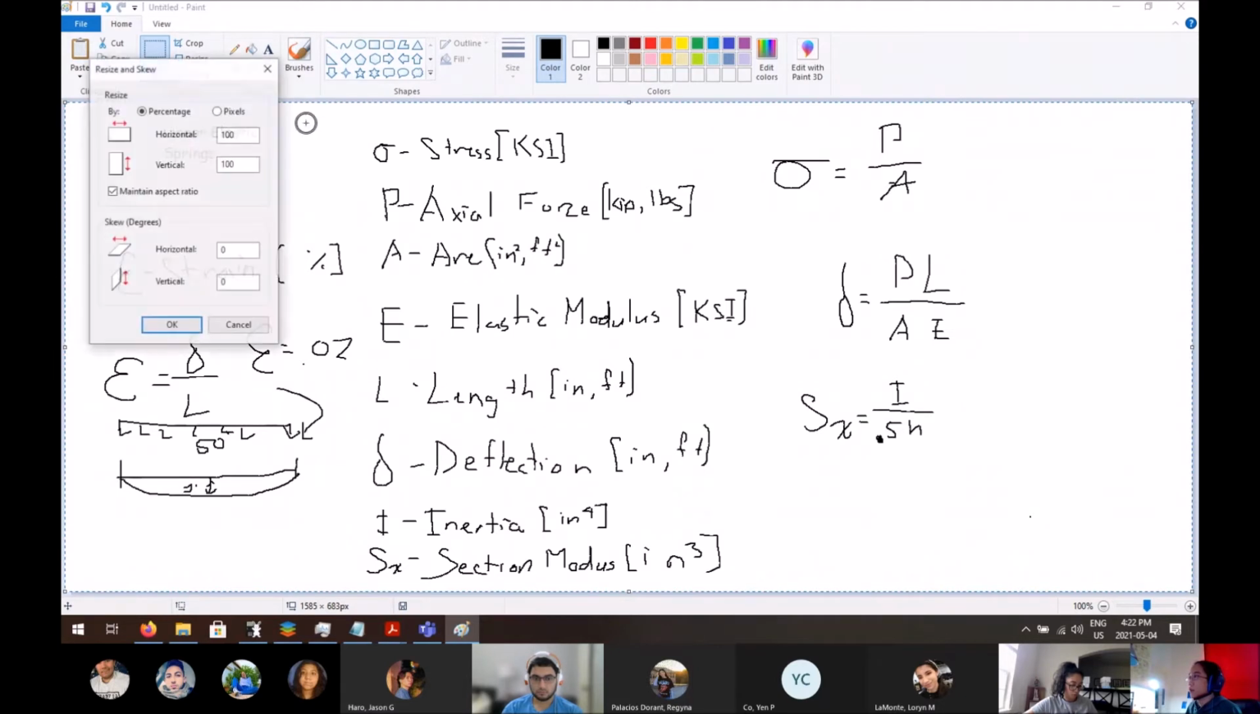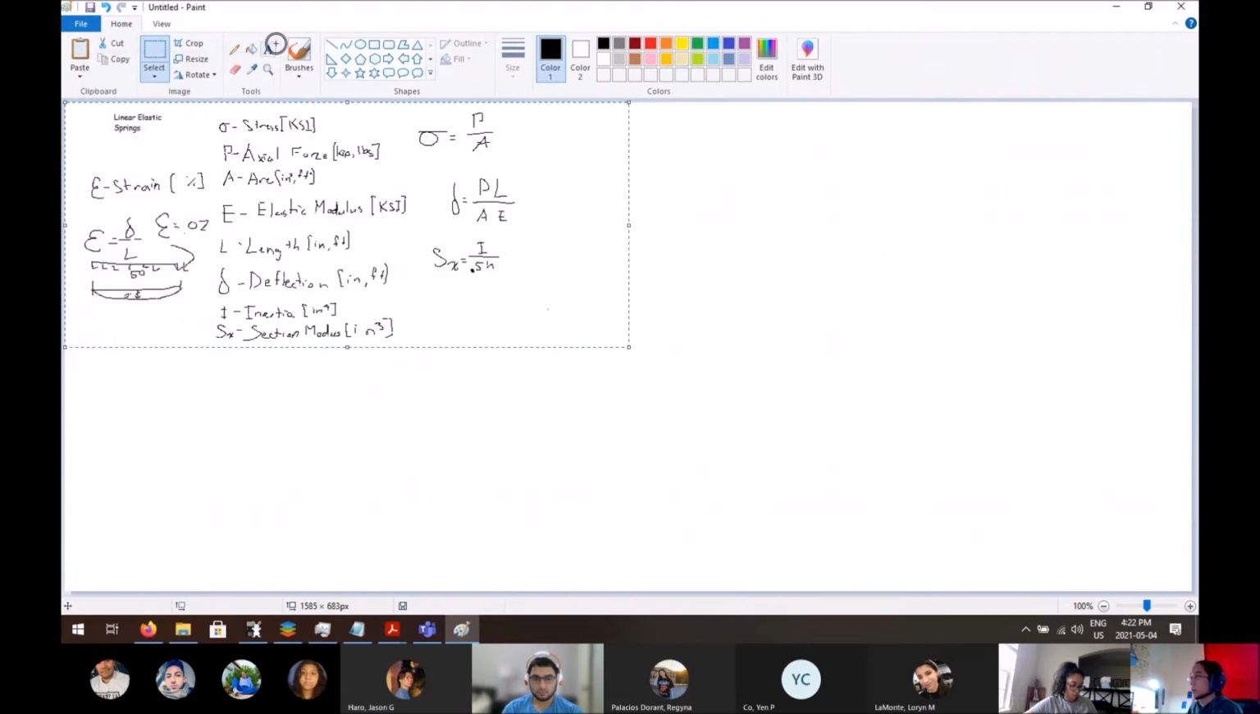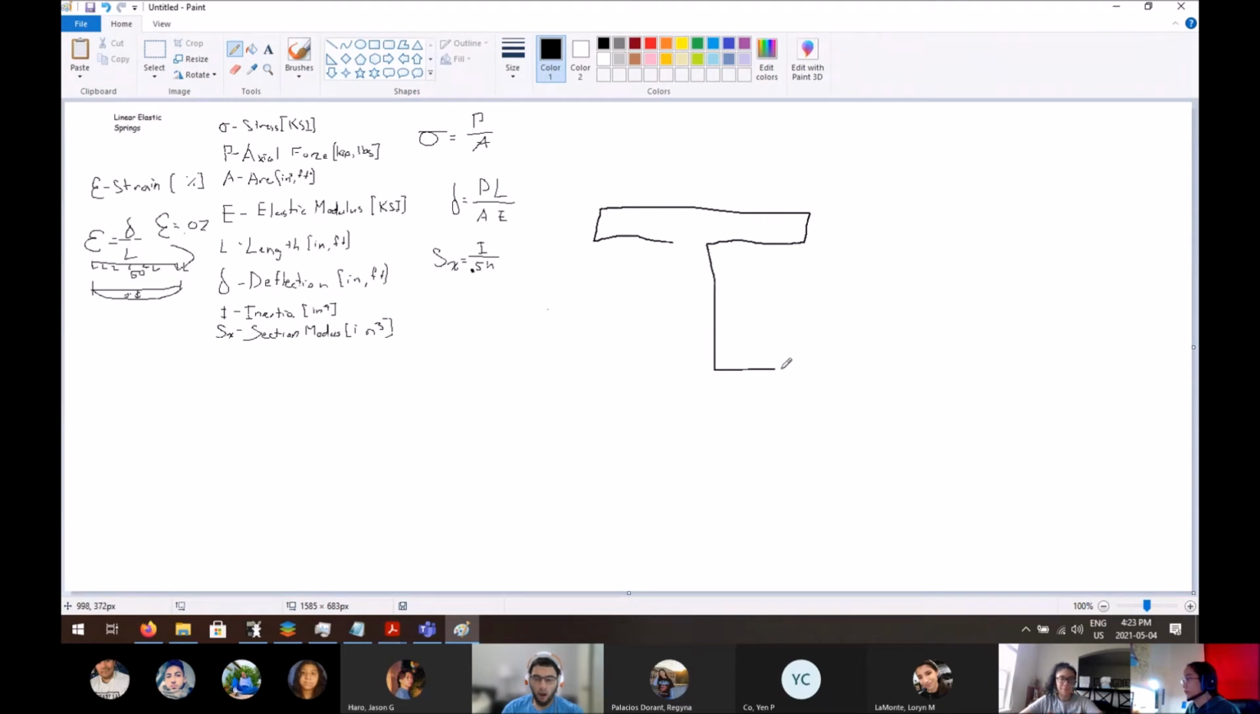I'm just gonna make this smaller. Now we are going to do something with this. I'm just gonna pull something up. Well, I'll just make it up. So, calculating inertia of a wide flange beam. I think we already went over this in class, but I'll just go over this really quickly.